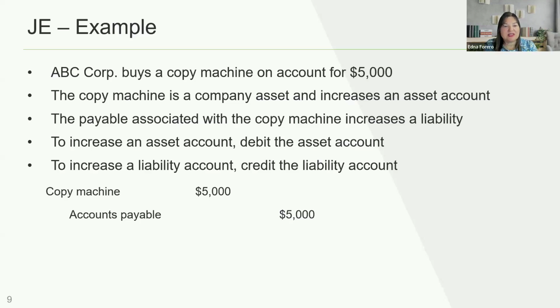We spent $5,000. We've taken $5,000 to purchase an asset. So we're going to increase the asset side, and we're going to debit the asset account. To increase the liability account, we're going to credit the liability account. So in most cases, when you look at journal entries, you'll see them offset like this. Again, you're going to have a left side and a right side. So the copy machine is $5,000 on the left, and the accounts payable is $5,000 on the right.